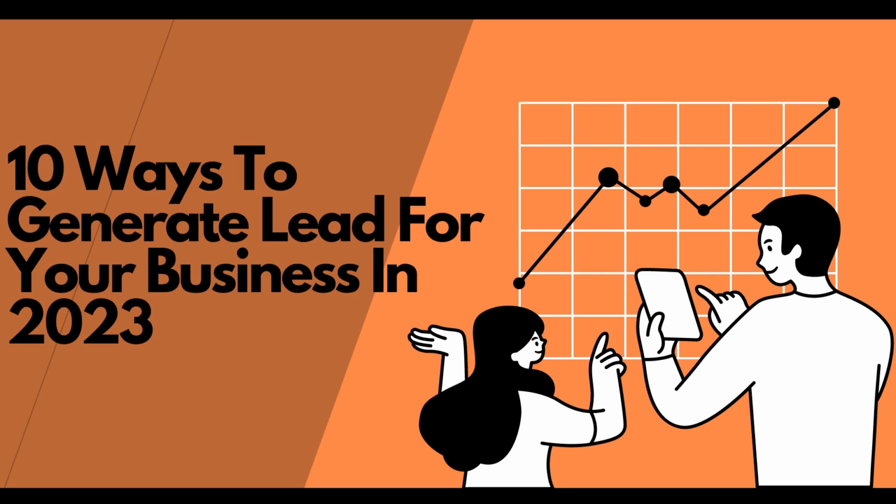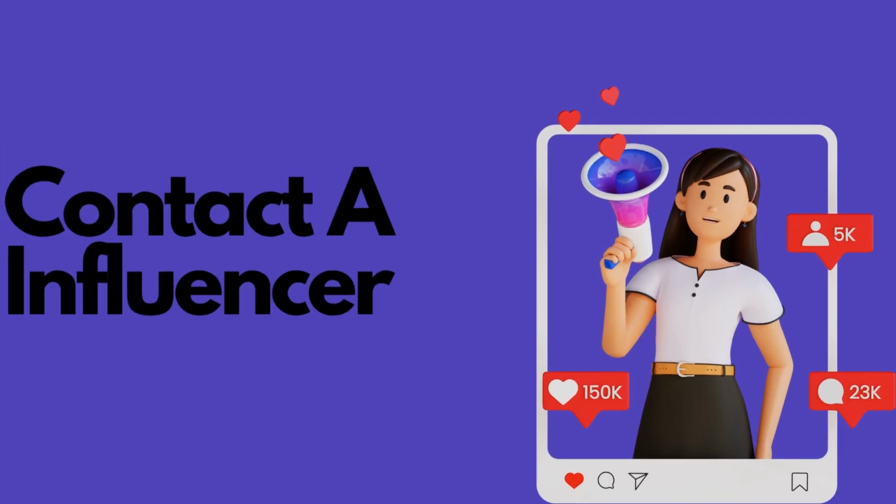What are the 10 ways to generate leads for your business? So now let's begin. First one is contact an influencer. The best way to contact an influencer is someone who has wide reach with their followers and can have an effect on bringing more awareness to your brand. So you can contact any influencer and tell them to post something about your company in their story. So if they post your company in their story, there's maximum chance you get a huge amount of leads in your business.